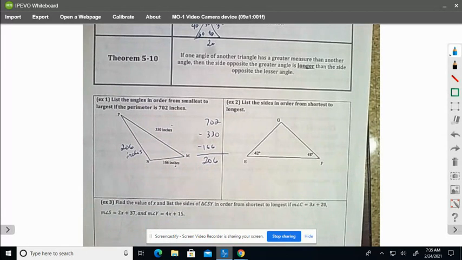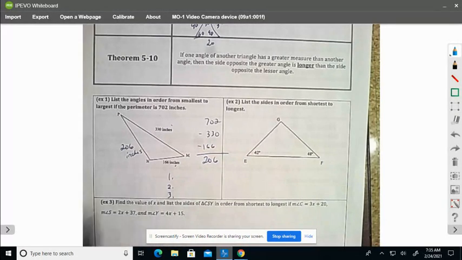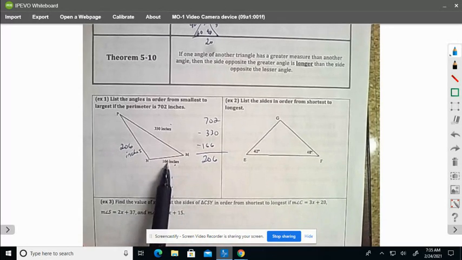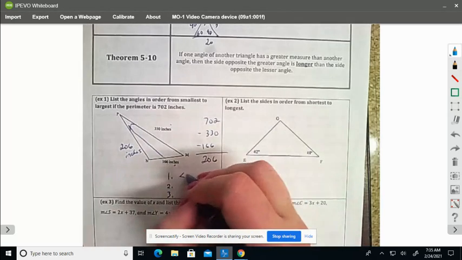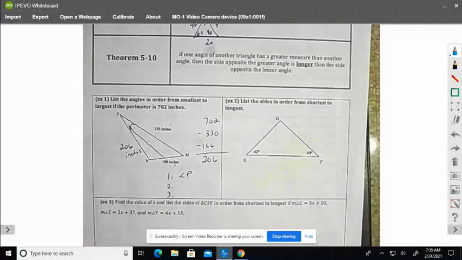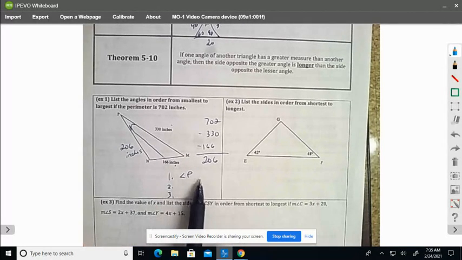Now that I have all three sides, I can figure out which angles should be the smallest to the largest. The smallest angle should be across from the smallest side. The smallest side I have is 166, so the angle across from that is P. So angle P is the smallest. And you always need to pay attention: do they say smallest to largest or largest to smallest? Pay attention to that. They said smallest to largest.